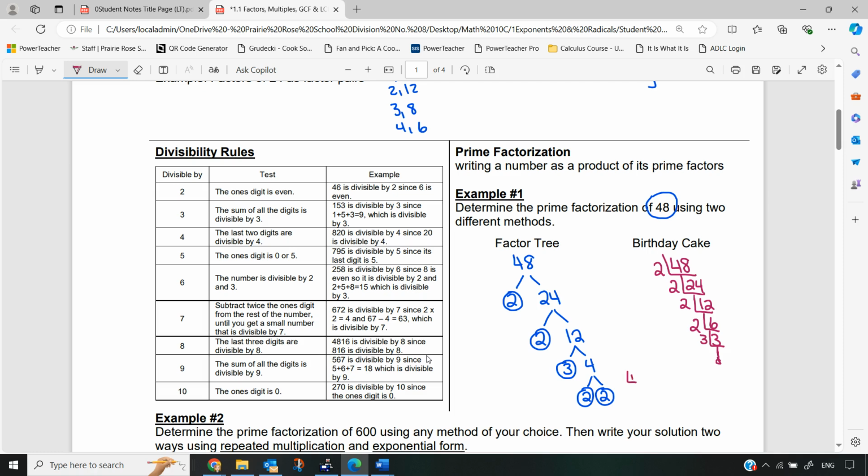So if I wanted to write that as prime factorization, I can write 48 equals 2 times 2 times 2 times 2 times 3. If I wanted to write it using exponential notation, there's 4 2's, so I could write 2 to the 4th times 3. Generally, you're going to see me write it out in expanded form.